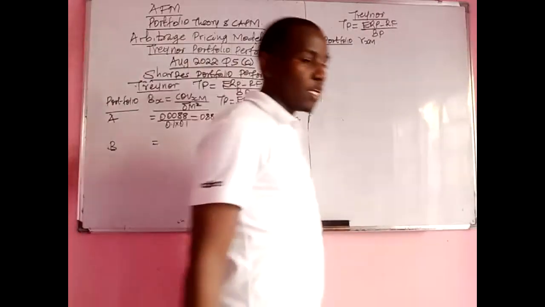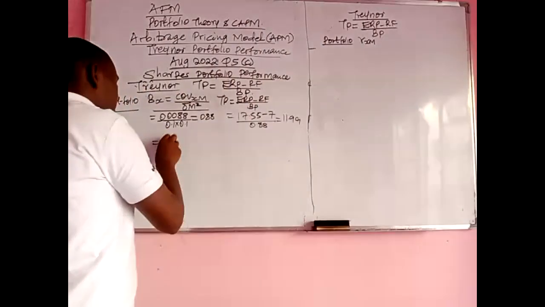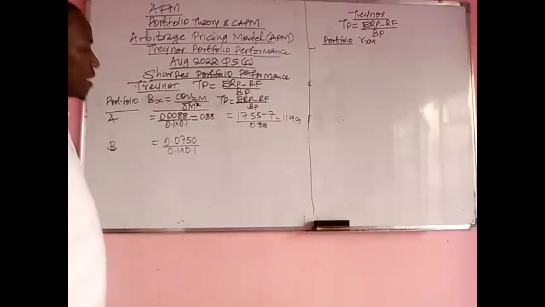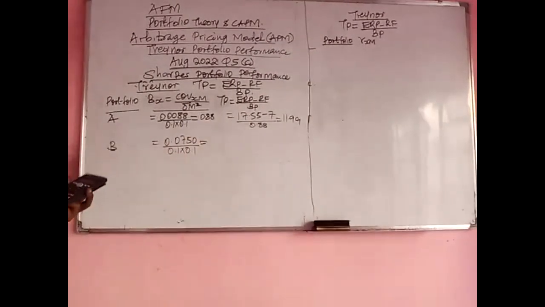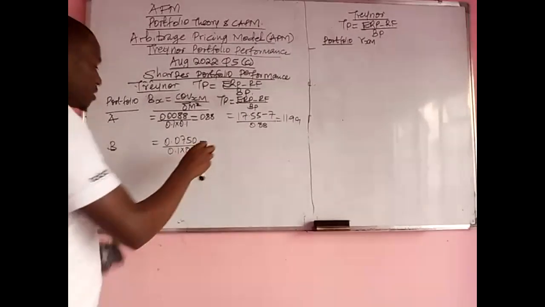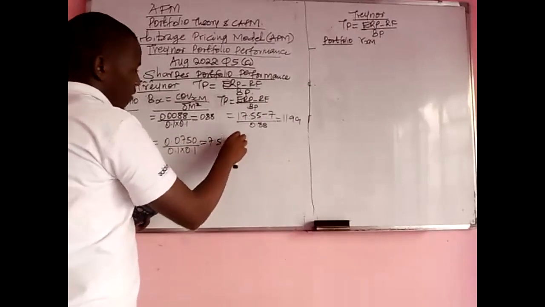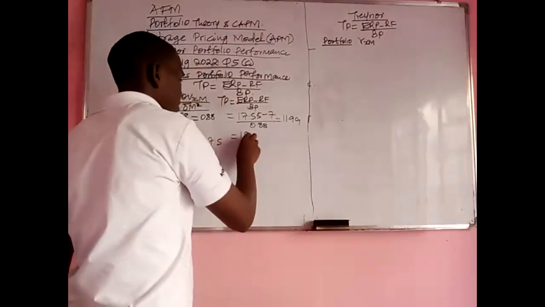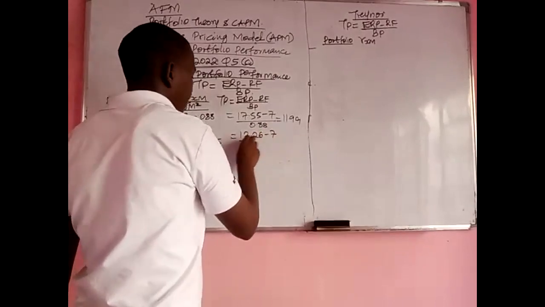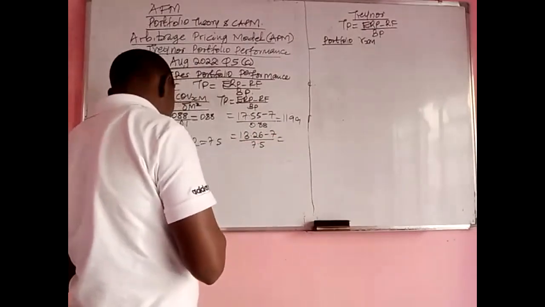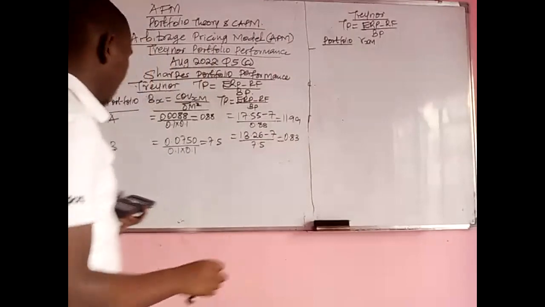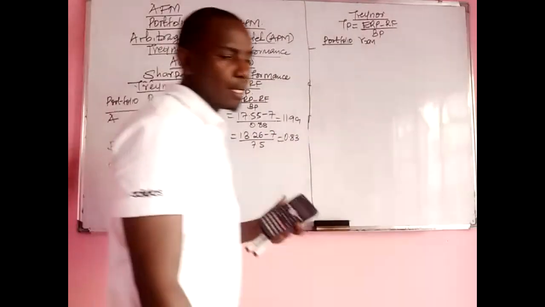You also do the same for B. The covariance is 0.0750. The expected return was 13.26 minus 7, and you divide by the beta of 0.75. This is 0.83.